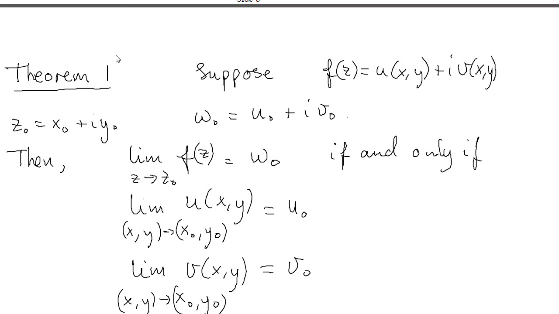Well, let's go through some boring theorems concerning limits. Theorem 1 is the following. Suppose that we have some function which is described by its real value and its imaginary value. As usual, we call these real and imaginary values u and v respectively. And let's consider one particular point in the complex plane, which we call z0.